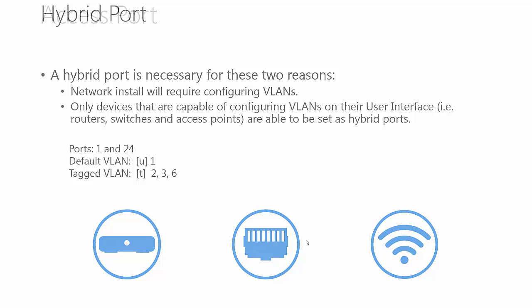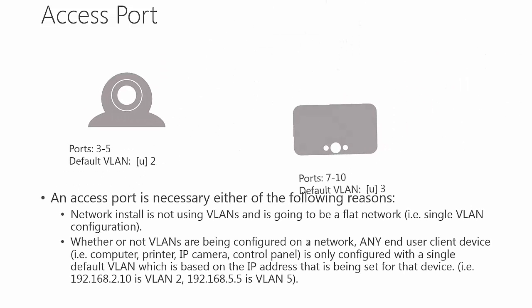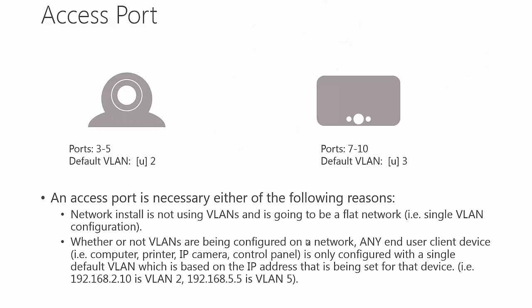All other end-user devices, such as printers, computers, control systems, and home automation devices, will be configured only as access ports. The reason is because these devices are not capable of configuring VLANs on their user interfaces. Therefore, they do not need to have any VLANs tagged, but only to be configured for the VLAN which the device will be set.